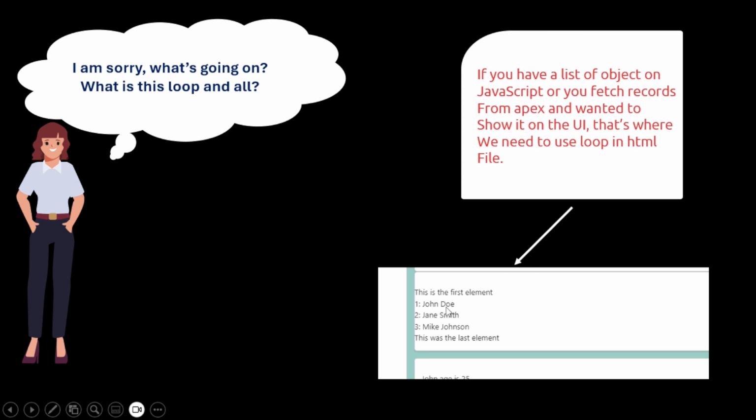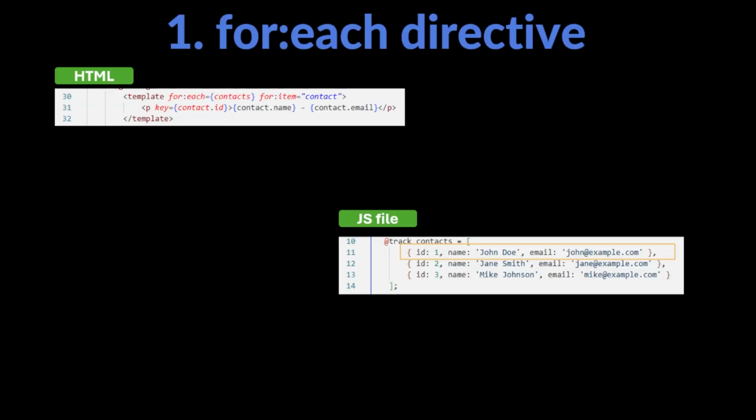So you can see here we have the list 1, 2 and 3, we have the name here. So how are we going to display that on the UI if you have the data in the JS file? Starting from the for:each directive, on the HTML we need to write the for:each directive with the template tag, and we have to give the object, which can be the list of objects or list of records which we fetch from Apex.